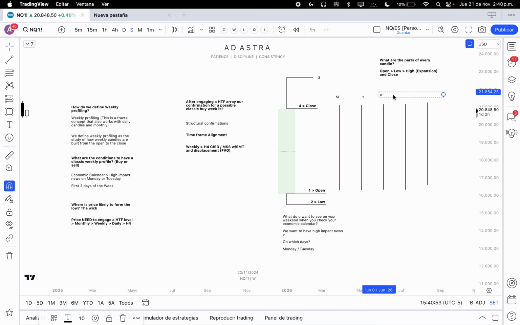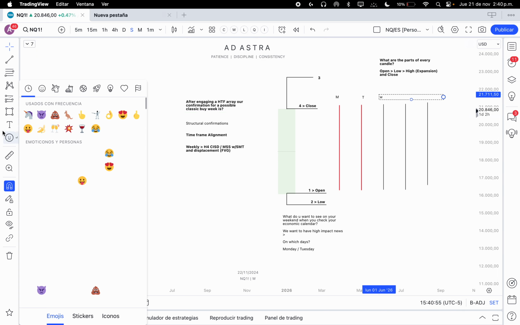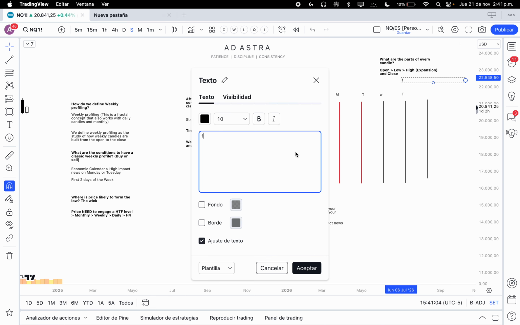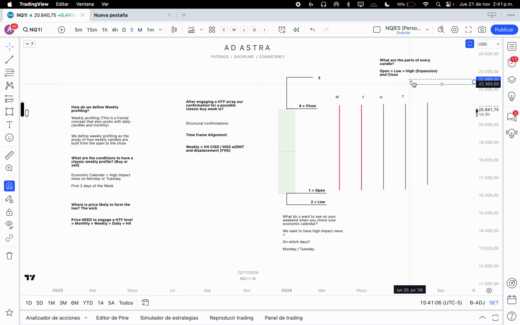Then we have the next days. Let me just put these ones faster. Friday. Let me move this one fast so we can finish this video quicker. So we have Monday, Tuesday, Wednesday, Thursday, and Friday. Perfect. And we have Monday and Tuesday as the highest probability days for price to create what?